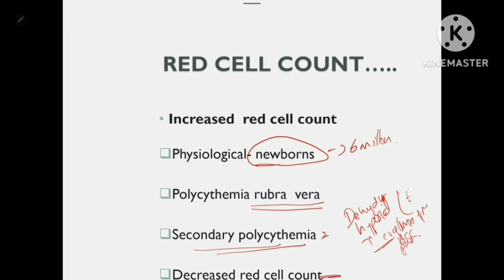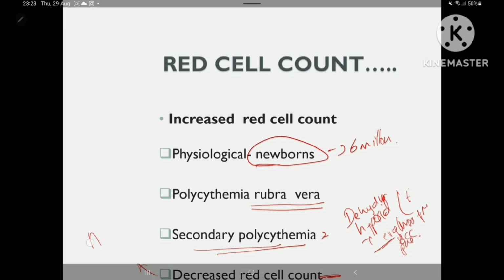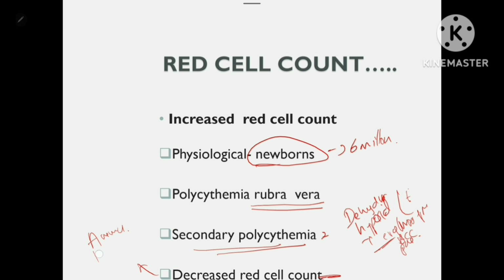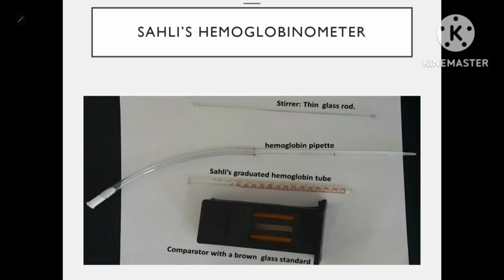So where will you see decreased RBC? Decreased RBC, the majority we see is anemia. Other than that, hemodilution. So these are the things where we see a decrease in RBC count.